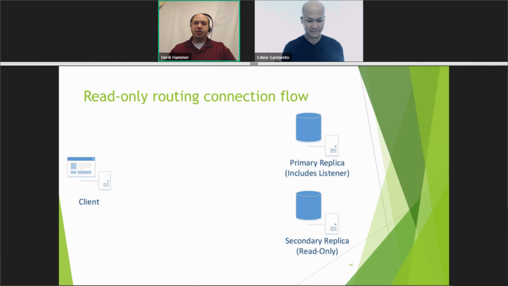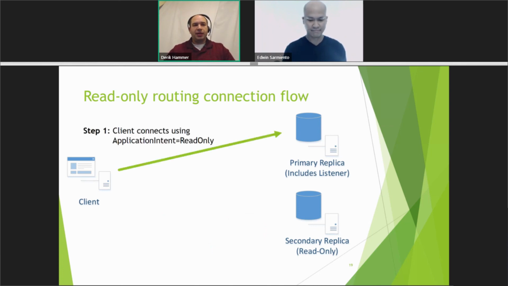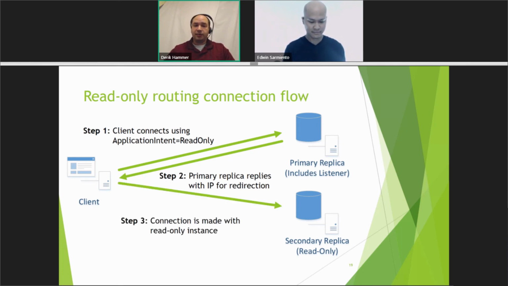So now there's a little bit of a connection overhead that goes into the routing. What will happen here is the application intent parameter gets passed in from the client, goes to the primary to the listener. The listener is going to reply back with the endpoint URL, and the client is then going to move itself over to the secondary.